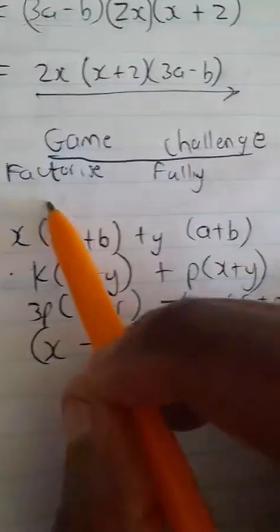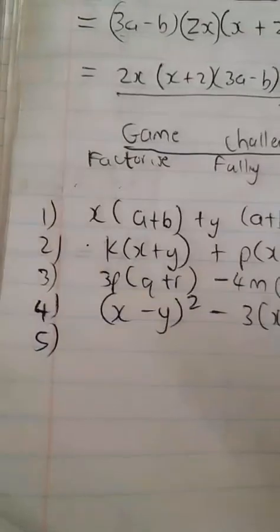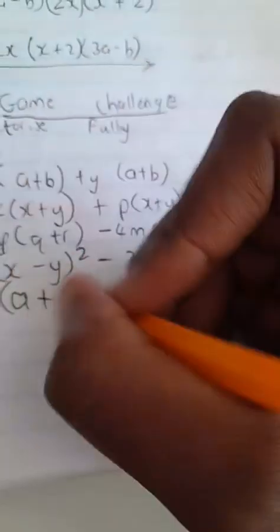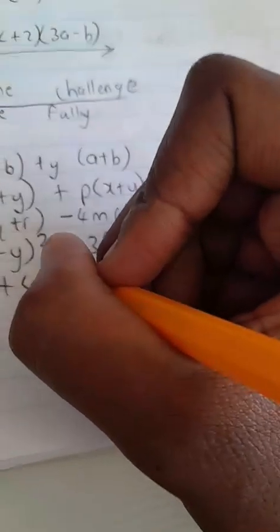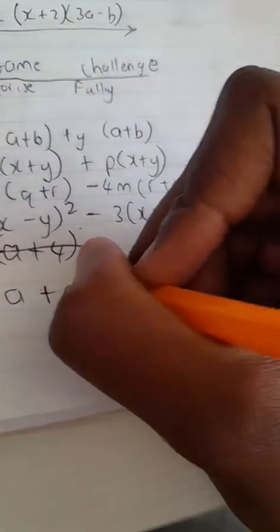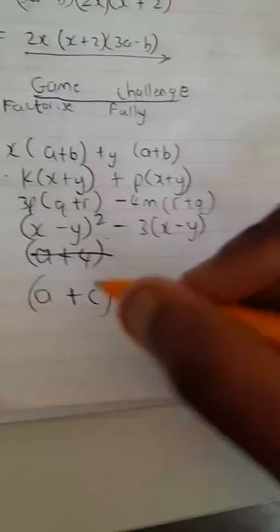So the instruction is factorize. Please, let's not be confused. We are not multiplying out or doing products now. We are doing factorization, and it's completely different from products. Okay, sorry, that one. So this is a plus c to the power 4.